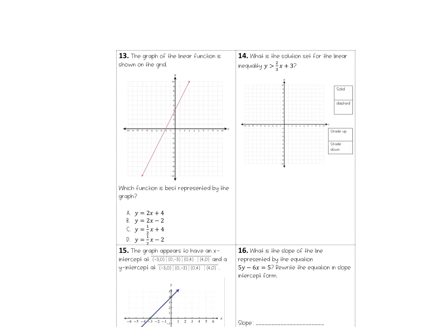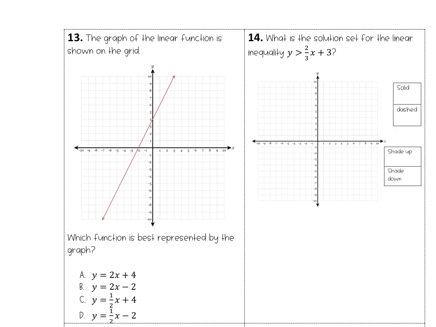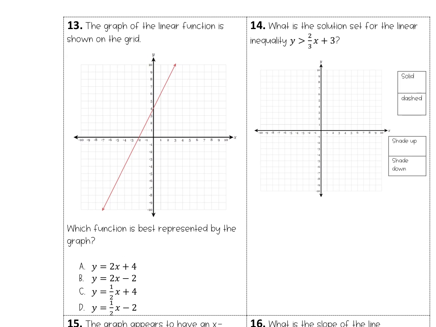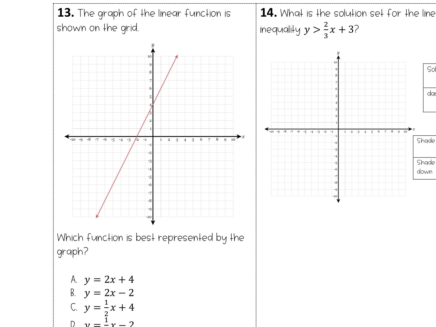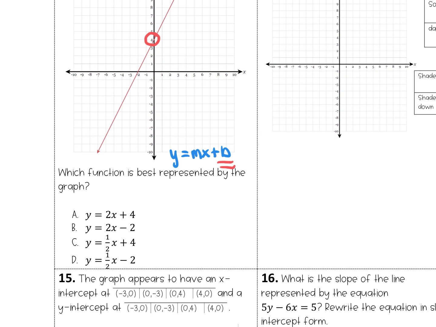So on the next page, it says, the graph of the linear function is shown below. What is the best representation of the graph? These again are all in y equals mx plus b form. They're in slope-intercept form. So the first thing I will go do is handle this y-intercept, this b value, and it's 4. So my equation at the end should have a plus 4. So it can't be B and it can't be D.